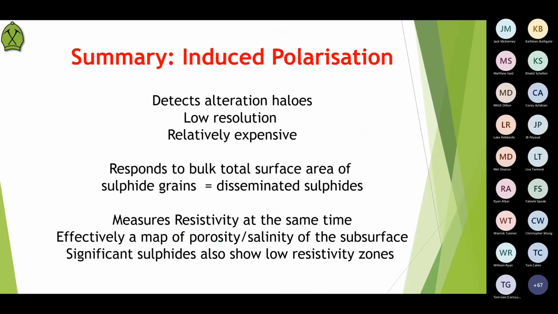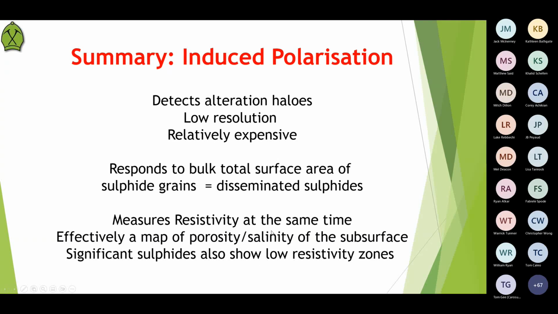So IP detects alteration halos. It is very low resolution and is expensive. It maps disseminated sulfides, not massive sulfides, but you do get some free map of resistivity, and that can be useful for mapping lots of other things. Even some sulfides are also useful because they show low resistivity zones.